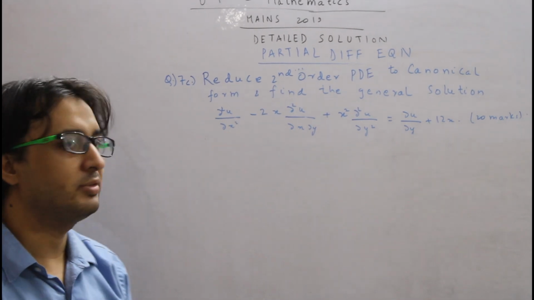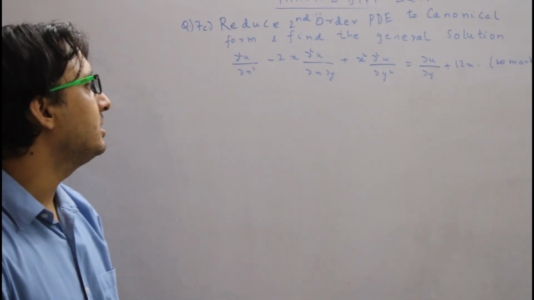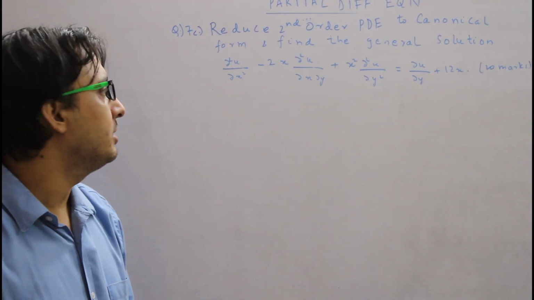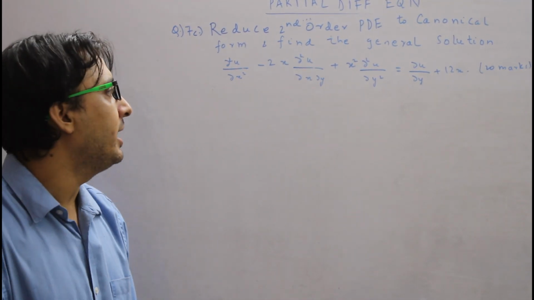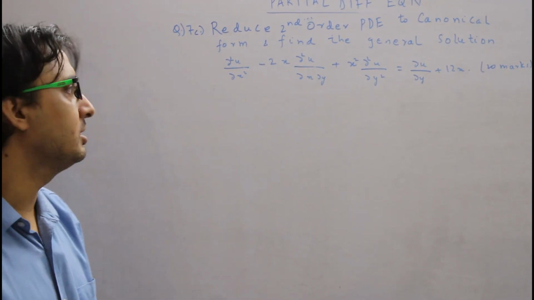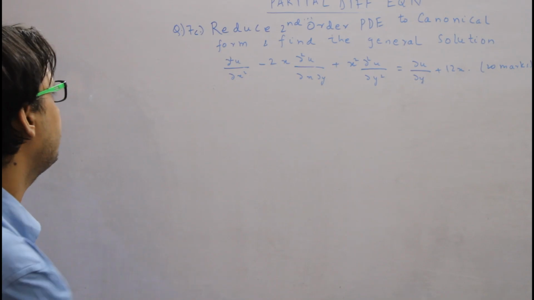Canonical form is one of the favorite areas of UPSC, and here all we need to understand is how good we are at finding partial derivatives. So this is a standard procedure for this, and we are going to solve this question.